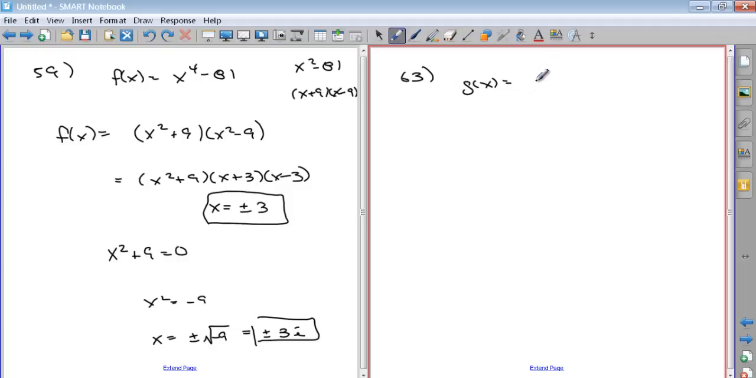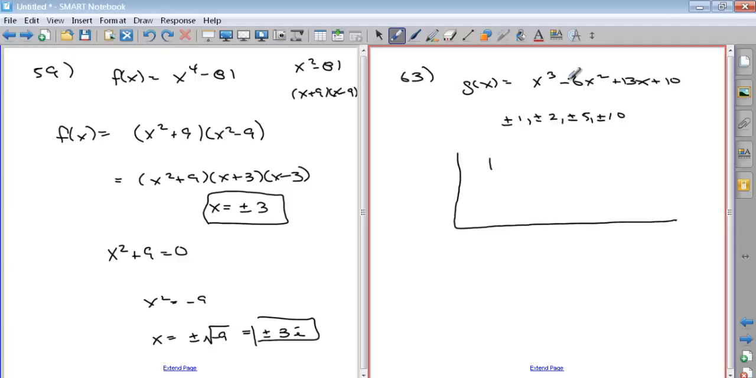63. So you do have x cubed minus 6x squared plus 13x plus 10. So the possible rational zeros are going to be plus or minus 1, plus or minus 2, plus or minus 5, and plus or minus 10, because the p's would be plus or minus 1, and the q's would be plus or minus the factors of 10. So you got to choose one of those. Let's try 1. Just see what happens. So put the coefficients associated with the original third order polynomial in there.